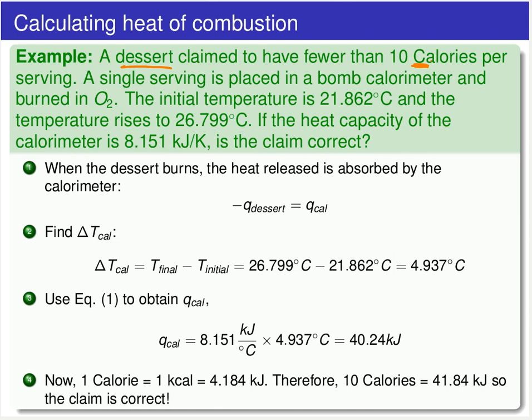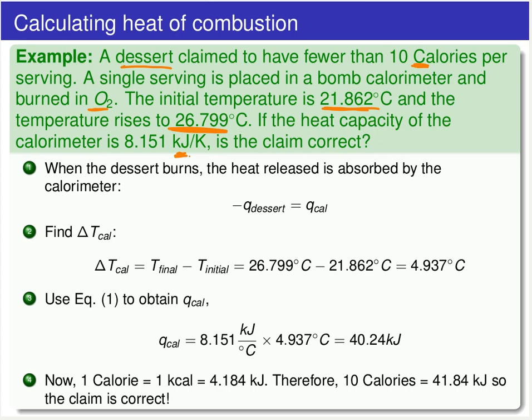Okay, and a single serving of this dessert that's claimed to have fewer than 10 calories is placed inside a bomb calorimeter and burned. Right? You make sure you have plenty of O2 in there and you're going to burn the whole dessert. And then you find that the initial temperature of that calorimeter is 21.862 degrees Celsius. And after burning all of your dessert, the calorimeter jumps up to 26.799 degrees Celsius. If the heat capacity of the calorimeter is 8.151 kilojoules, note the kilojoules there, per Kelvin.